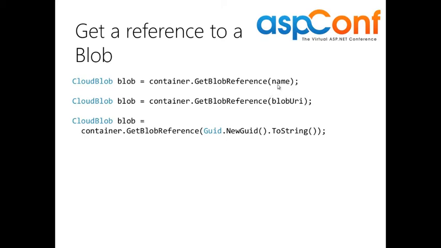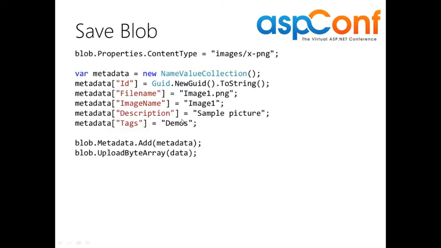And then we want to work with the blobs themselves. The container has a method called getBlobReference, and using this you can access a blob either by its name, by a URI, that'll be http://, or by a GUID. Any one of these things should uniquely identify a given blob within a container, so any one is acceptable for passing into the getBlobReference method.